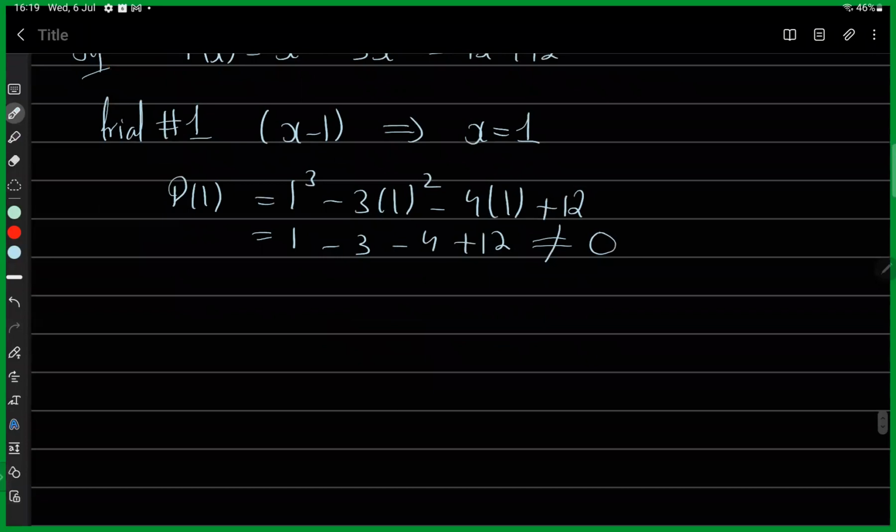Let's try x minus 2. Trial number 2. Assuming that x minus 2 would be a factor, would mean we need to plug in x equals 2.